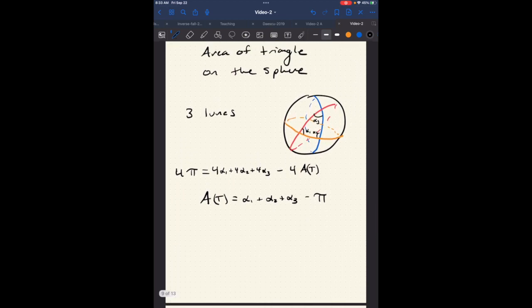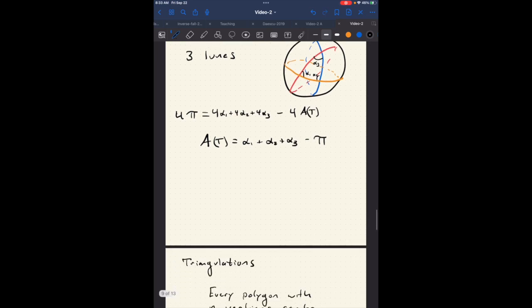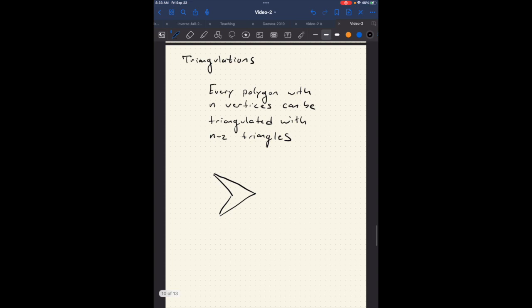Okay, so in the future, we're going to want to consider polygons that are not triangles. So we're going to need a fact here that every polygon with n vertices can be triangulated with n minus 2 triangles and no additional vertices. And this is true in the plane and on the sphere.